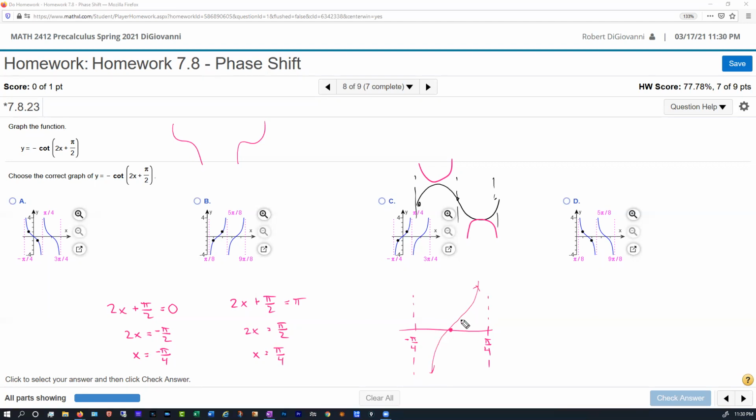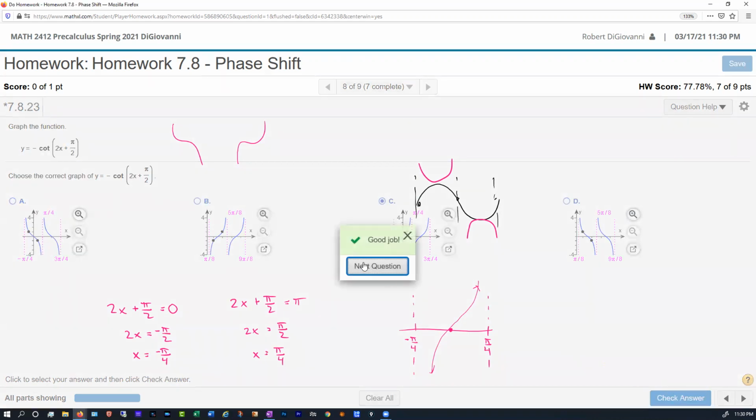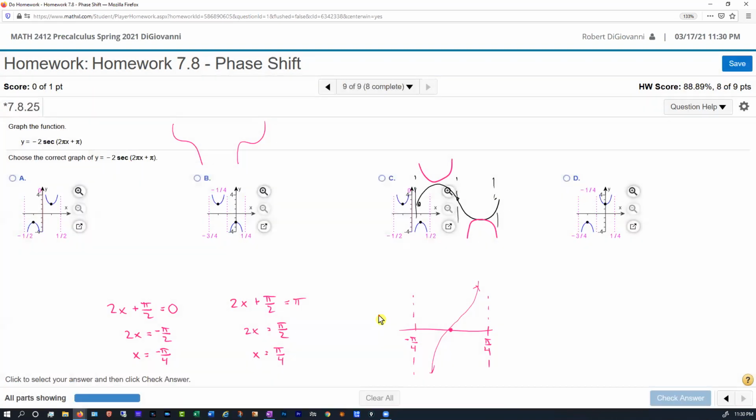And so which of these will it be? We're looking at negative pi over 4, pi over 4. Right here, negative pi over 4, pi over 4 looks like a tangent kind of because it's cotangent flipped over. This looks like it's it. There we go. Oh, good. That's all I wanted.